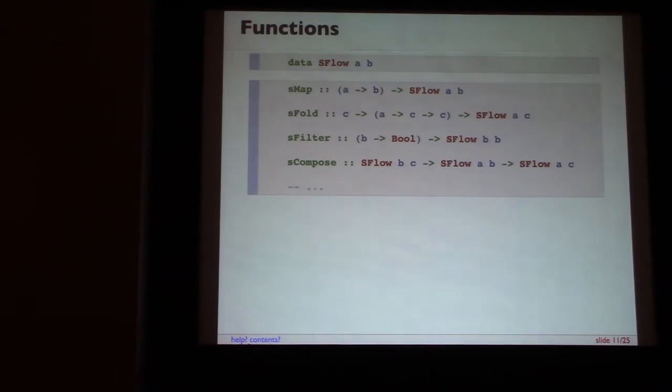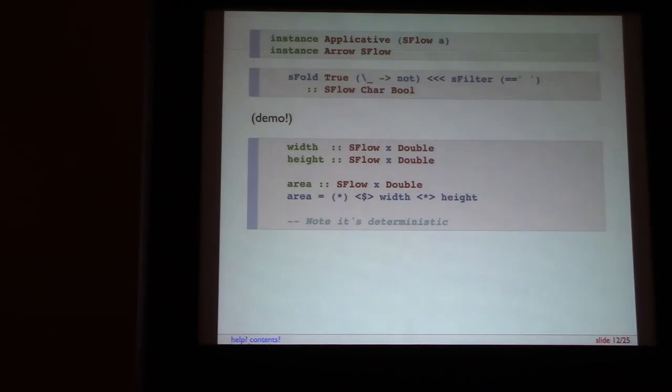Scompose is like the dot. So B to C, A to B, we get an A to C. And so this should really look both familiar and comforting to people who like to write in this style. The goal really is, whether we're talking about signals which are coming in from a messy outside world, we really are able to talk in a declarative manner. There's instances for applicative and arrow, so we're able to write code like this here.